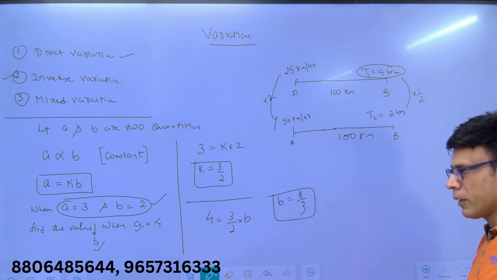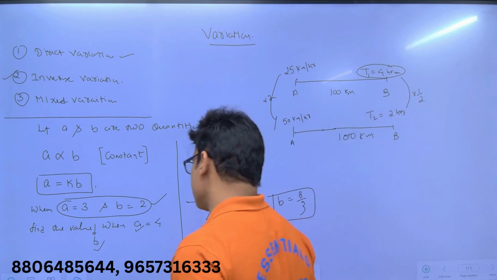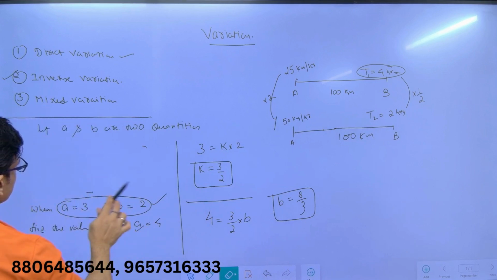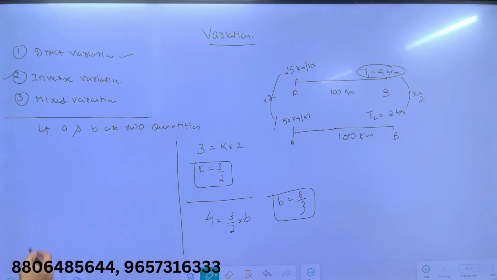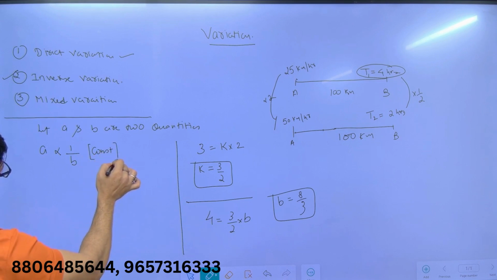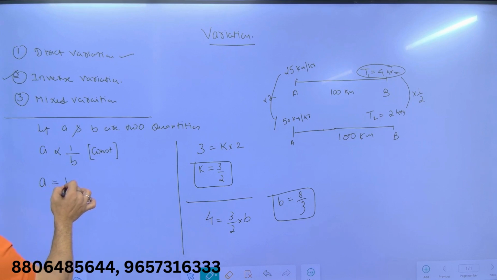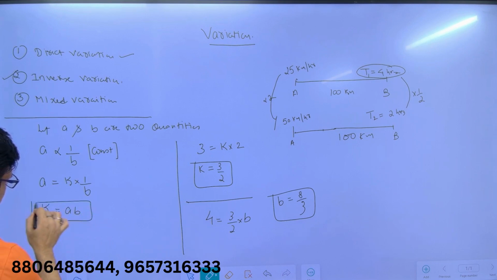Time taken has reduced to half. Such cases are called inversely proportional. And if two quantities are inversely proportional, this is how we write. A is inversely proportional to B. There is some constant. Remove the sign of proportionality, A is equal to k into 1 by B, where k is your constant, and the value of k is equal to what? AB. So if your constant is obtained by the product of two quantities, that means these two quantities are inversely proportional.